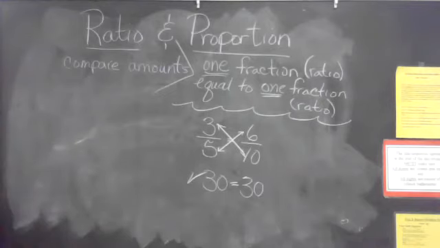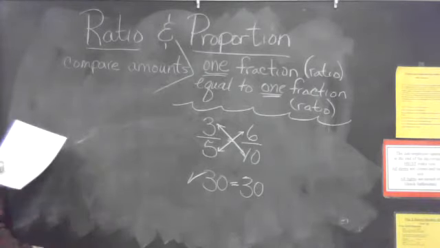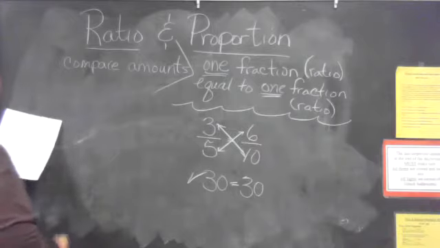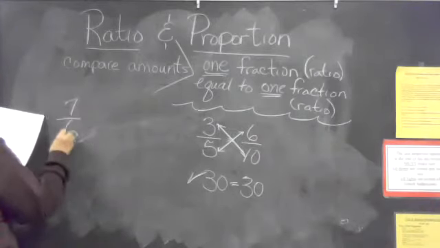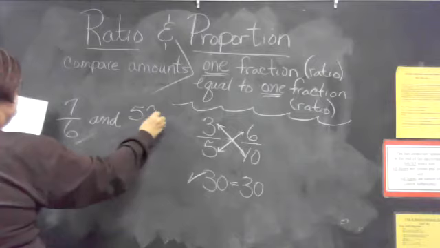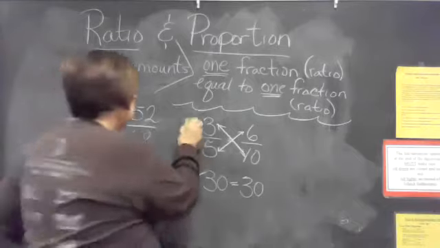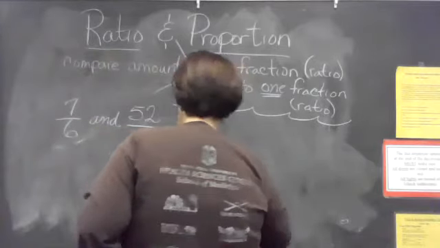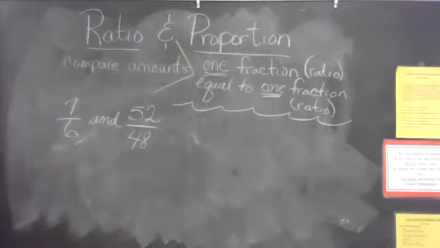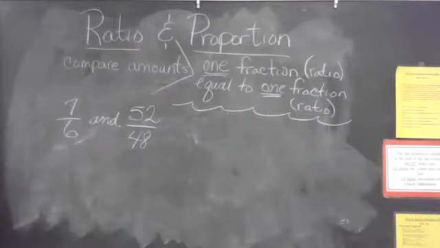So are you guys okay with that? Let's look at the first one. This packet you don't have yet. So it says, write whether each pair of ratios forms a proportion. 7/6 and 52/48. Okay, you guys decide if that's a proportion or not. Oh, you don't have it. It's another one. Let me get it for you.